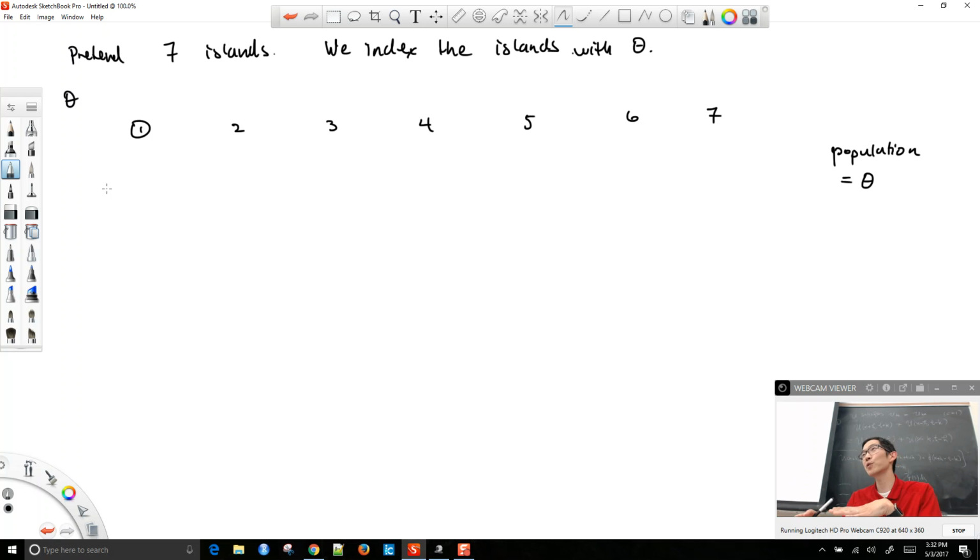Okay, just for simplicity, we will do this so we can get an idea of how big the islands are. The population of each island is proportional to theta. So this will keep our calculations of whether or not to move simple.